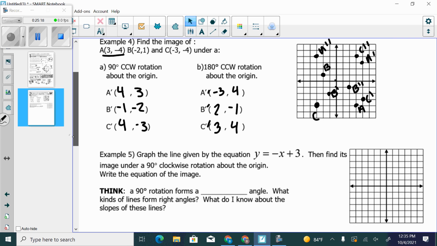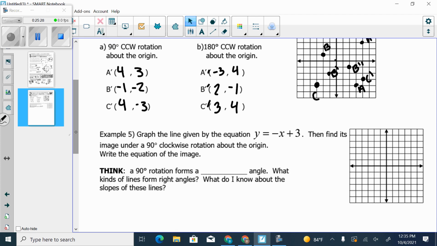All right, last question. It says that we're going to graph the line given by the equation y equals negative x plus 3. So let's go ahead and do that first. If I'm graphing this line, where is it going to start at? Positive 3 on the y-axis, and then my slope tells me I'm doing what? Okay, so it's something like this. This is our old line, or our original line.